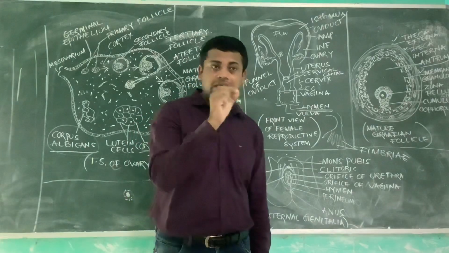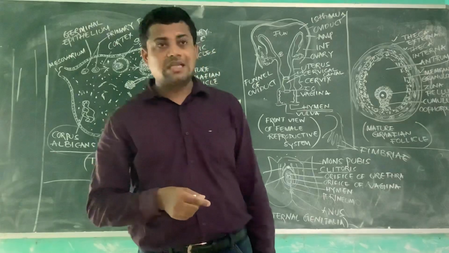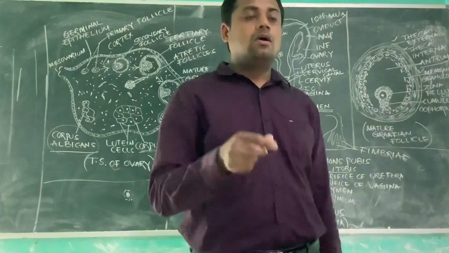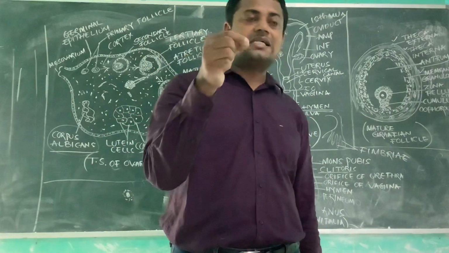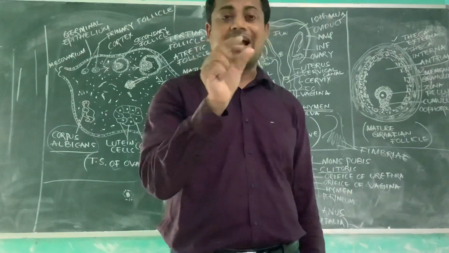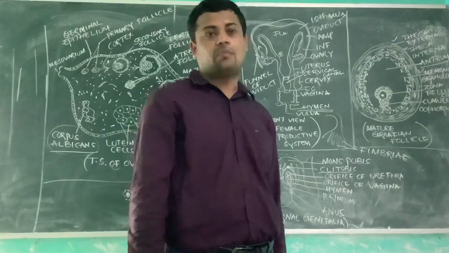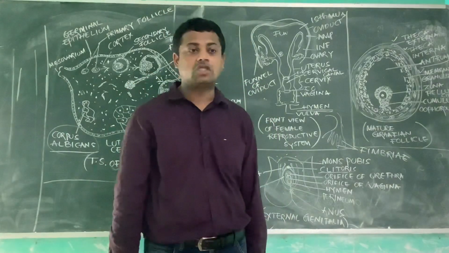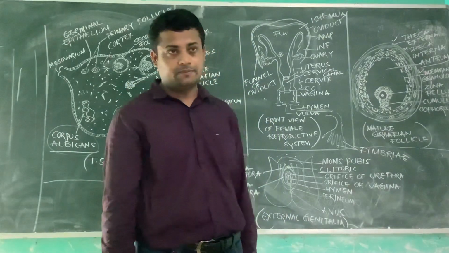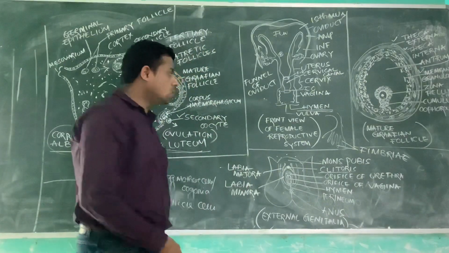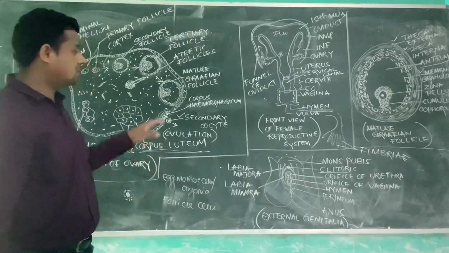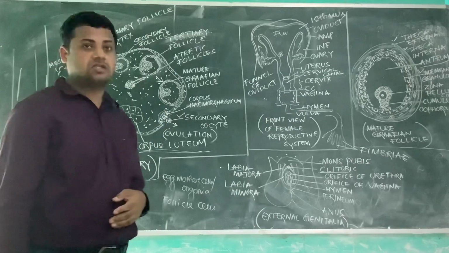But the oxytocin hormone stimulates the mammary glands or breasts along with the lactiferous ducts for the ejection of milk at the time of suckling by the baby. Okay. So these are the parts of the female reproductive system. Thank you.